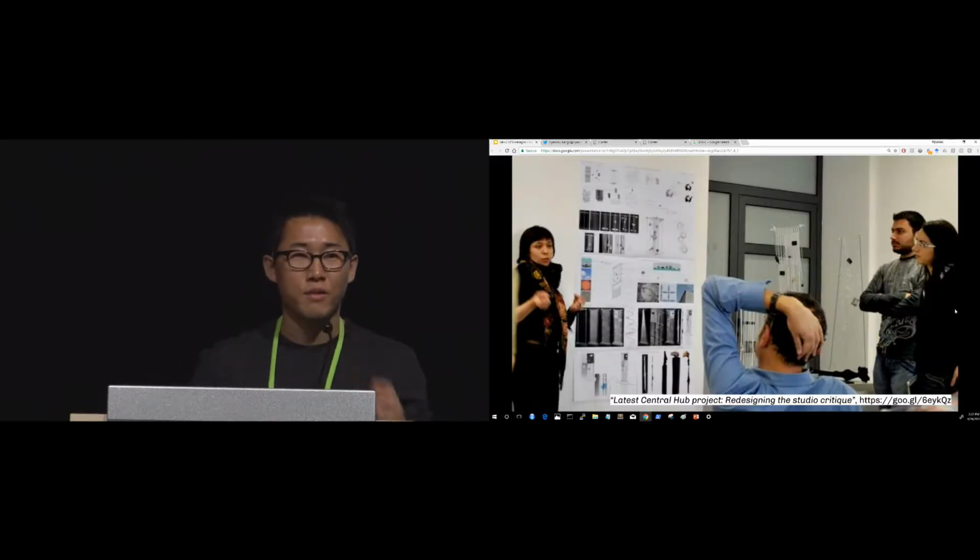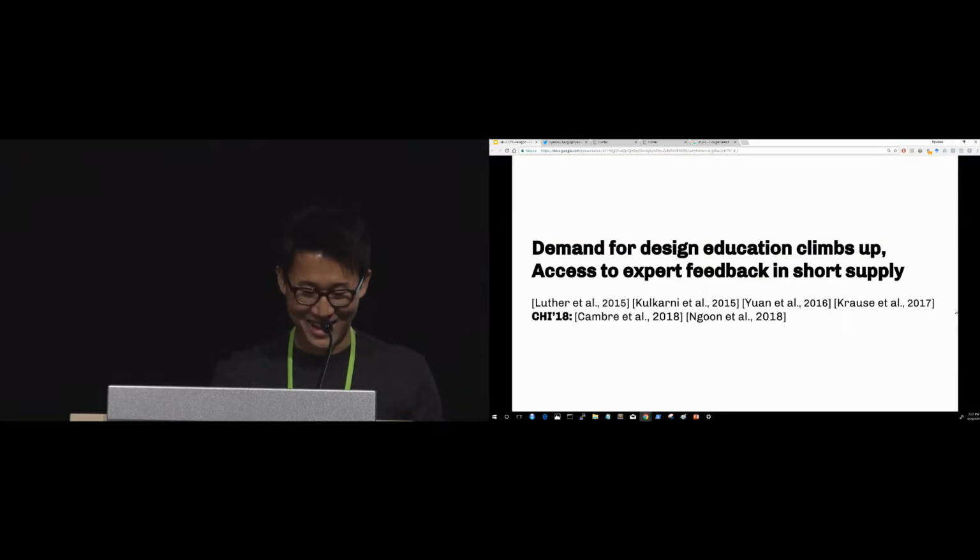At the core of our project, we consider Design Studio, which is a staple component in design education, where students and design practitioners gather to share their design artifacts and exchange feedback as pictured in this picture. Despite its benefit and popularity, however, it's resource heavy, and as the demand for design education climbs up, one of its core values in providing students the access to quality feedback continues to be short in supply.